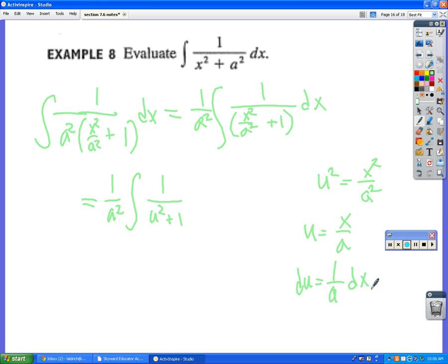So 1 over a dx. Then on the outside it's 1 over a cubed? No. If I need to balance out this 1 over a, remember I have to do the opposite, so a to the negative first. I'm going to have an a right here to get rid of this a, and then I have a du.